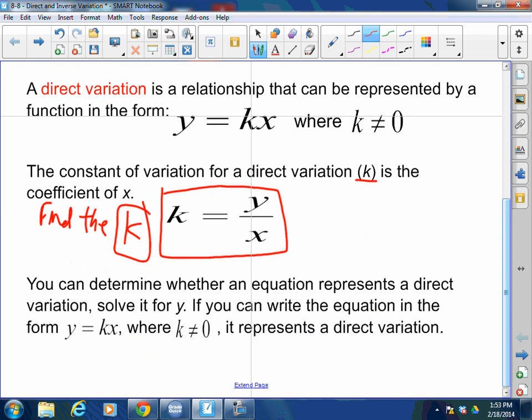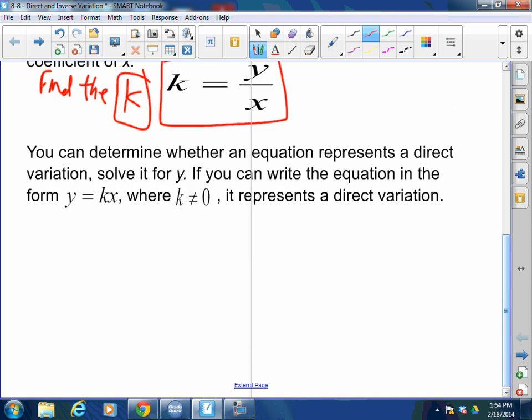You can determine whether an equation represents a direct variation by solving for y. If you can write an equation in the form y equals kx, it is a direct variation. This is very important. Again, it's a direct variation because this k is affecting this x directly. So whatever's happening to this x, something's going to be happening to this y based on the k. The x is independent, the y is dependent. The k is what you're solving for. And when you rewrite the equation, k is going to be constant, not the y or the x.